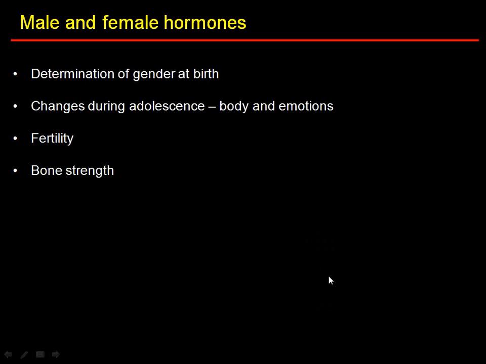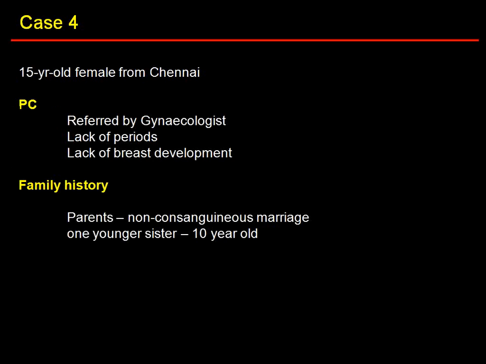The changes which happen during adolescence, the bodily changes and the emotional changes, are all determined by these male and female hormones. Fertility, of course, is under the control of these hormones, but apart from these functions, it also helps with bone strength. As we commonly see, after menopause, women are often put on calcium tablets to strengthen their bones, because without the female hormones, the bones tend to get thinner, causing osteoporosis.